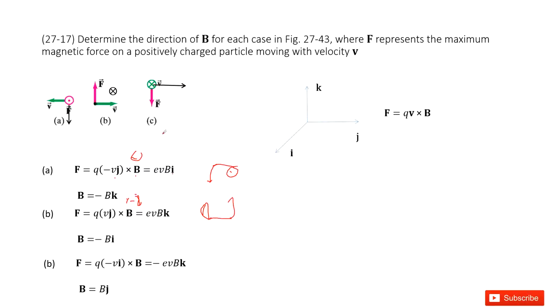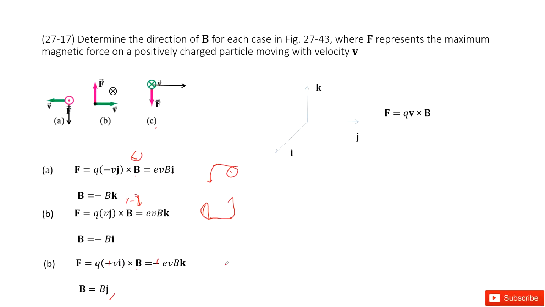Next, case C. We can see the velocity v is negative i. It is moving inward, so negative i. And then cross what B to make the force negative k? So in this one, it looks like this. The negatives cancel. i cross what component equals k? It's j, right? So this is the j component. So B is in the j component.